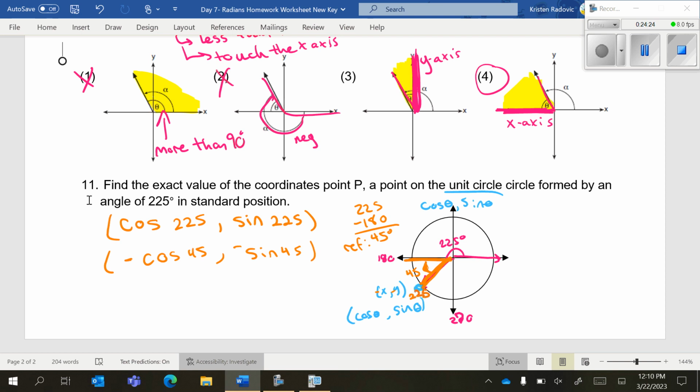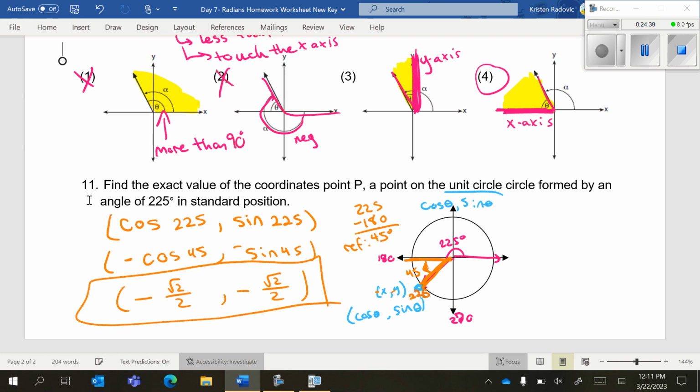And this goes back to your 30, 45, 60 chart. You need to remember that cosine of 45 degrees is radical 2 over 2. Sine of 45 degrees is also radical 2 over 2. But because you're in the third quadrant, they are both negative. And that's all.